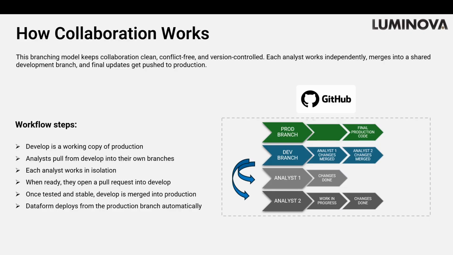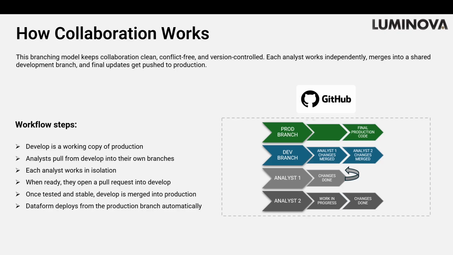Analyst 1 and Analyst 2 now work independently, in isolation, in their own workspaces. No one overwrites anyone else. And if something breaks, it's contained to that branch. Once Analyst 1 finishes their changes, they open a pull request into develop. This is where team review, feedback, and testing happens.